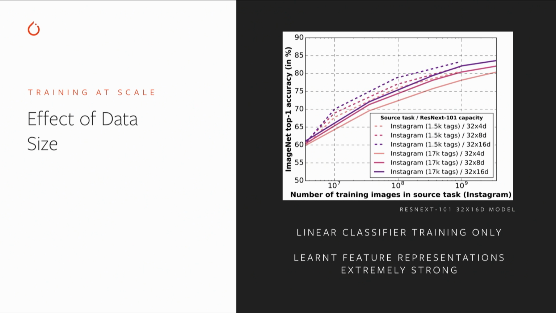This training is done with a linear classifier training only, without model fine-tuning, and yet we reach an impressive 83.6% accuracy, even without doing the full fine-tuning of the network. This means that the learned feature representations from this network are extremely strong.